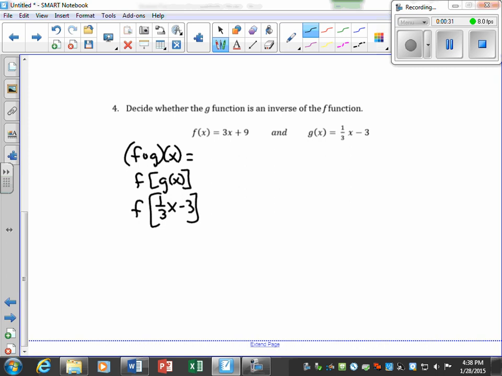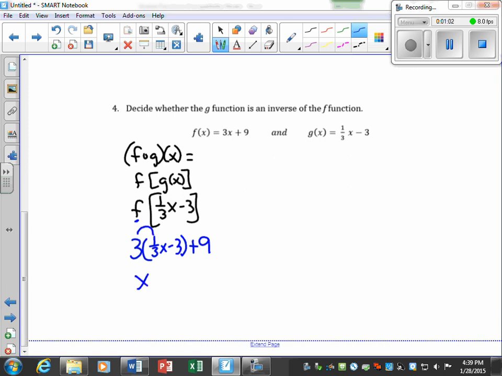The next thing you're going to do is evaluate the function. So go to the f function, which is right here, and write it down. So I'm going to write 3x plus 9. That's going to represent my f of x function. And then everywhere there's an x, I'm going to plug this information in. So we're going to say 1/3 x minus 3.